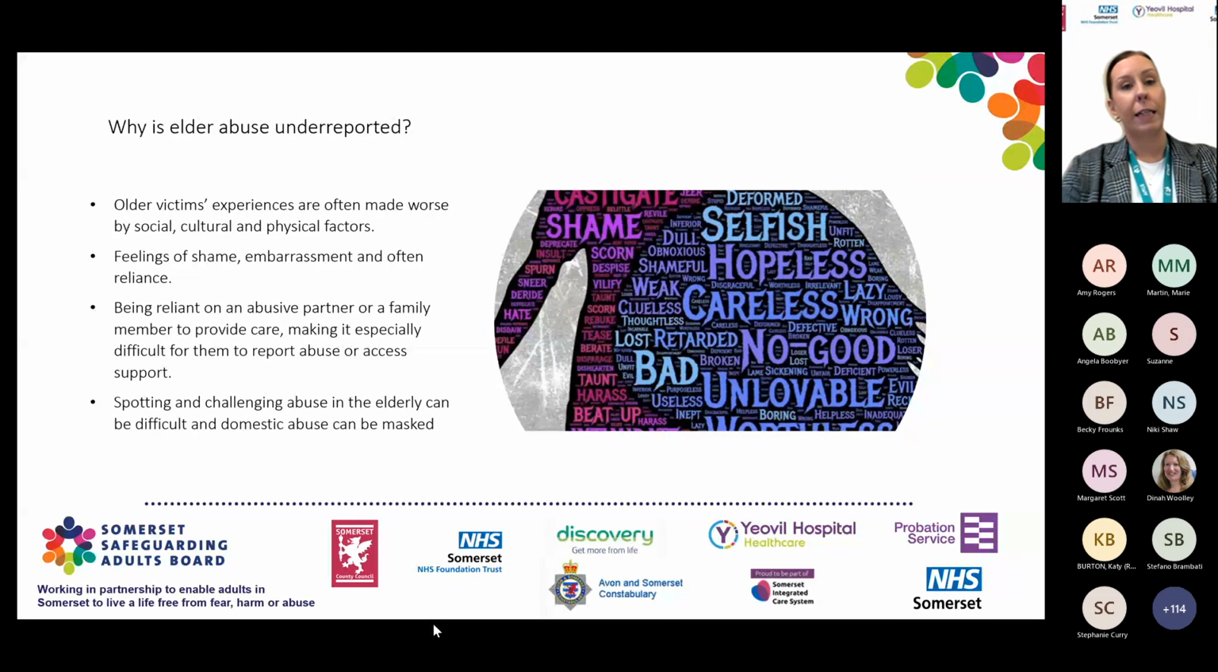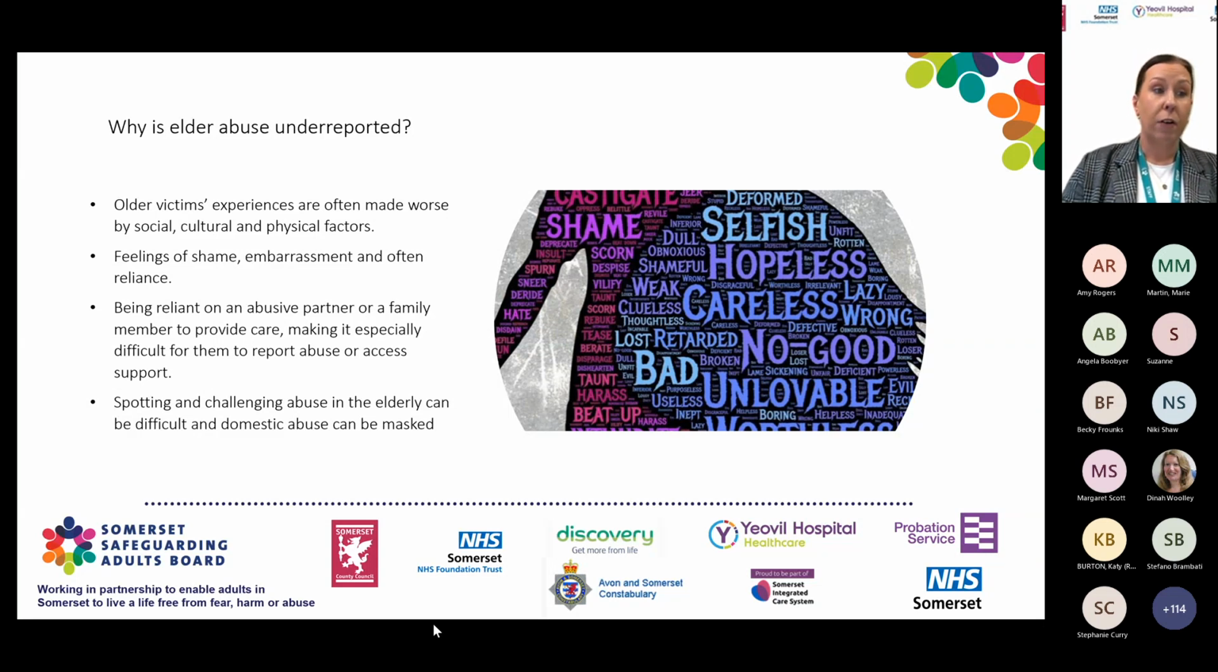And then lastly, why is elder abuse underreported? There are many factors which deter older people from disclosing abuse. Many of those factors faced by the elderly are also common to everyone who does experience abuse, but an older person's experiences are often made worse, as mentioned earlier, by social, cultural and physical factors. So one of those is dependency. Older people are more likely to have health problems, reduced mobility and other disabilities, and this then increases their vulnerability to harm. They're twice as likely to be living with their abuser and then rely on them for care.